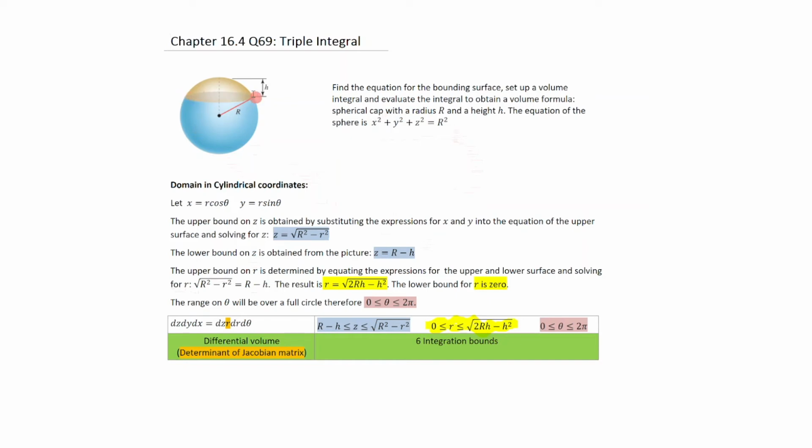That's the intersection line there. And the radius of that would be this value that you see here. The range on theta will be a full circle, which is theta from 0 to 2 pi. All right, so now I can put everything down.